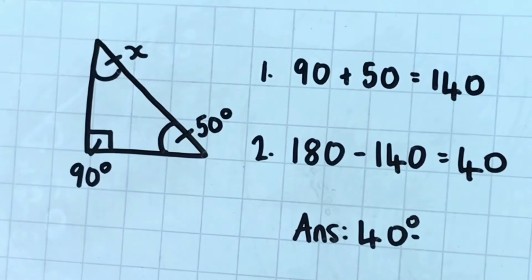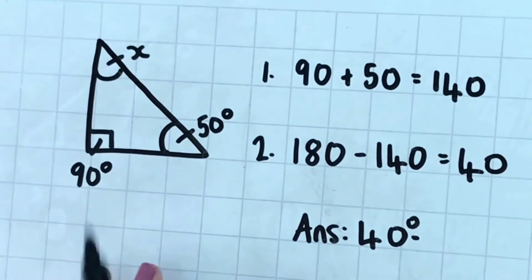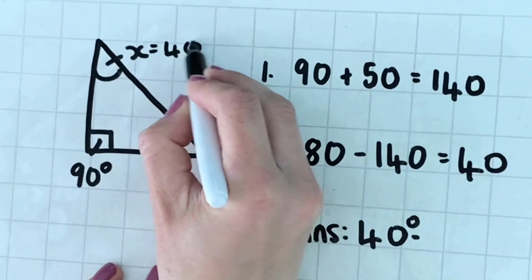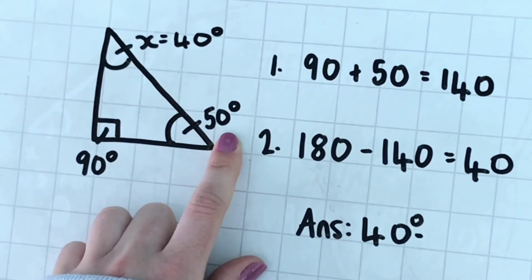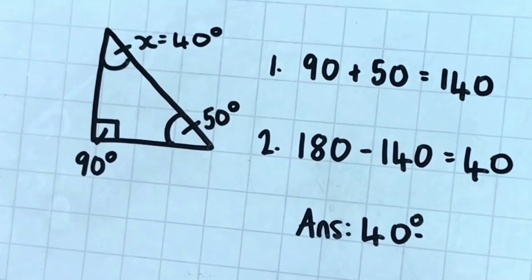And if you wanted to check your answer, just very simply write your 40 degrees in here and add the three of them together. So 90 plus 50 is 140, plus another 40 gives you 180.